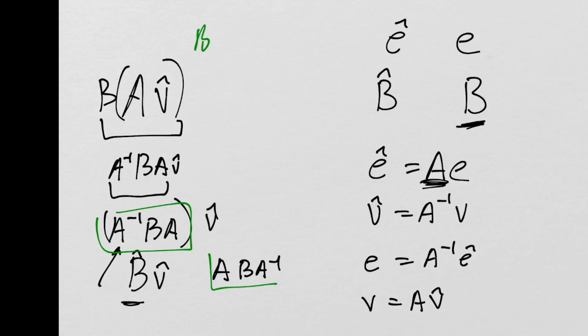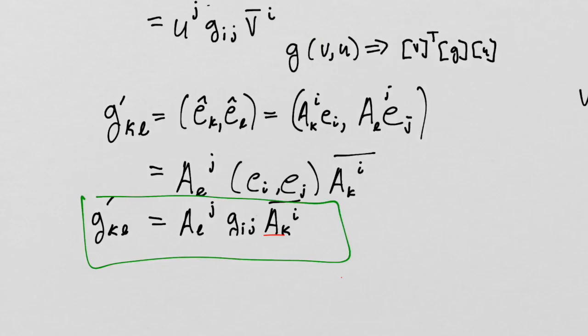But if I write B hat equals A inverse B A, there's no conjugate transpose there. That's a totally different process.